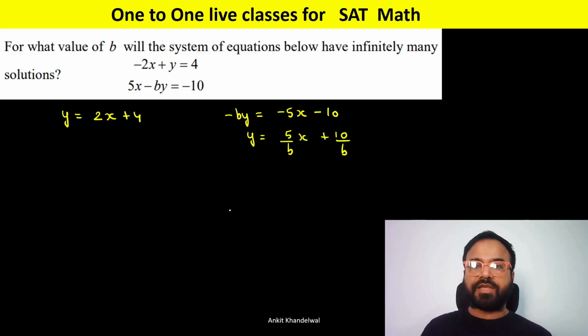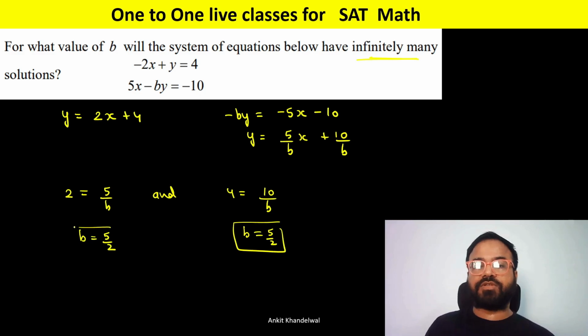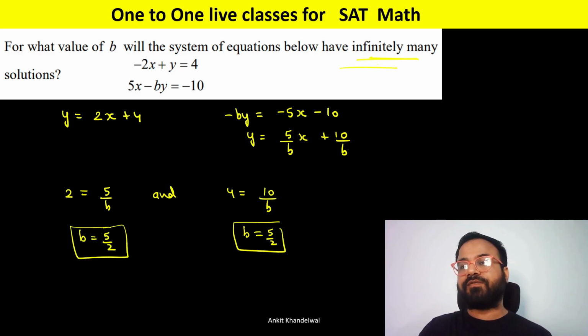Now for infinitely many solutions, the slope has to be the same. So 2 should be equal to 5 over b, and the y-intercept has to be the same, 4 is equal to 10 over b. So from here we are getting b is equal to 5 by 2, and from here also we are getting b is equal to 5 by 2. Suppose if you are getting different b from both the cases, then you will say it is not possible to have infinitely many solutions.